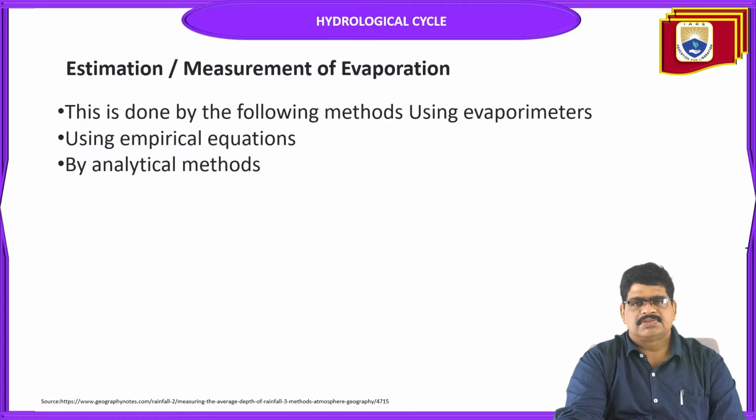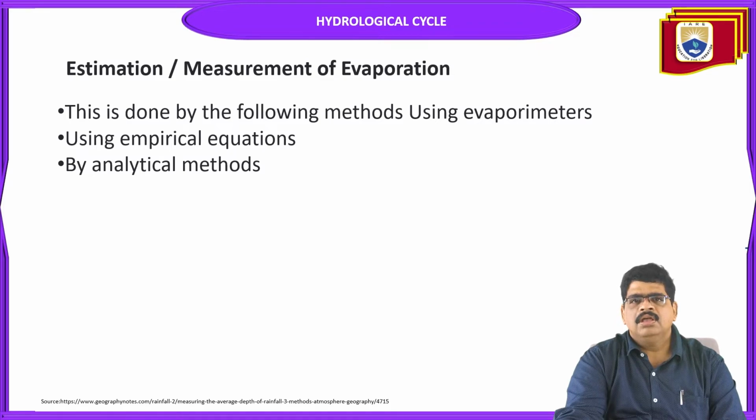So up to this we have discussed atmometers, and the applications are already discussed. The main important thing is what methods can be used for measuring or estimating evaporation. The first one uses evaporimeters, the second uses empirical equations, and the third is the analytical method. So these are the three methods for estimation of evaporation.